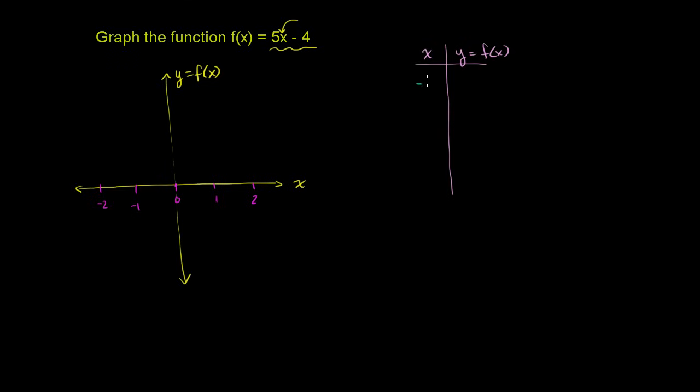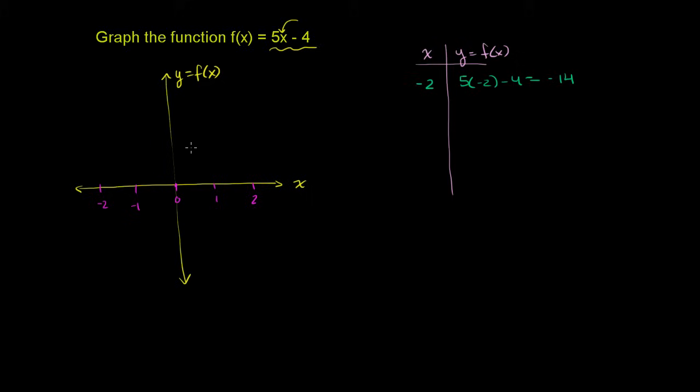If x is equal to negative 2, what is f of x? Well, f of x is going to be 5 times negative 2 minus 4. So it's 5 times negative 2 minus 4, which is equal to negative 10 minus 4, which is negative 14. So let me plot that over here.